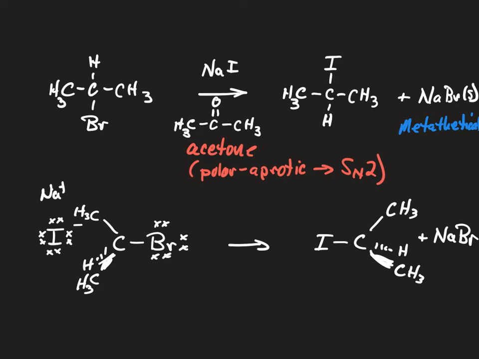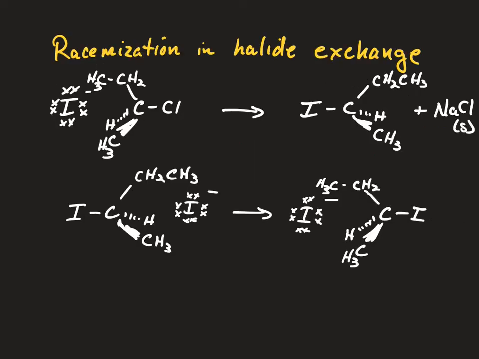Now, the reaction is a characteristic SN2 reaction. That is, the iodide ion approaches from the backside. The bromide ion leaves as the leaving group. The sodium bromide creates a solid, right? And we get our alkyl iodide, right? Now, there is an issue.